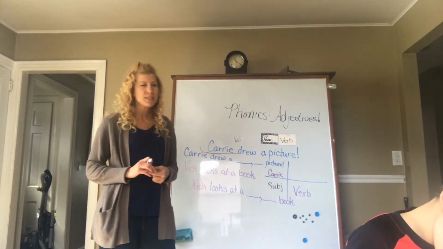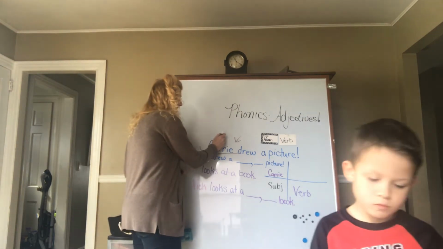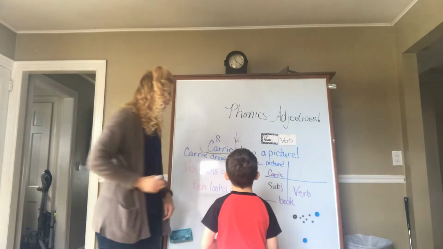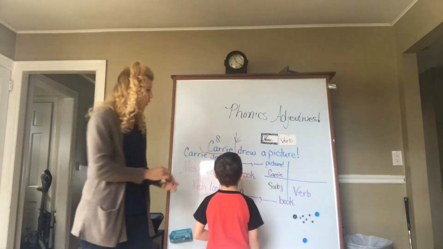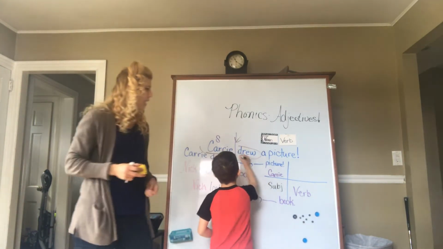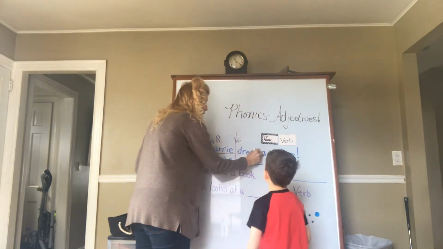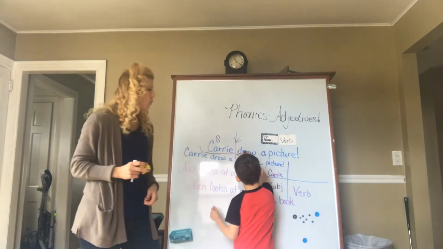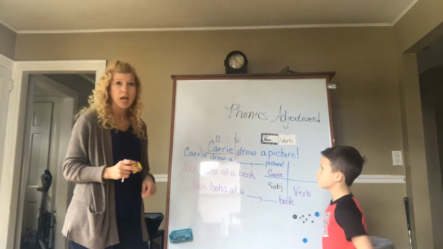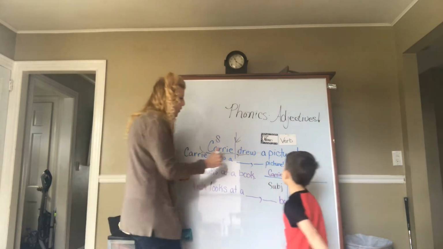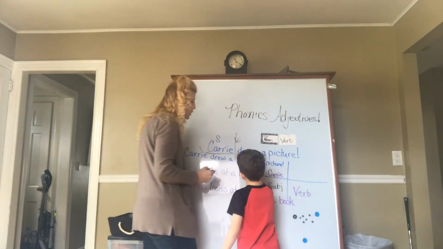Now I need to find my verb. So I ask myself, what did Carrie do? What did Carrie do, Ben? What is something that shows action? I do not circle it. Remember, when we have our verb, what do we do to our verb? We underline it neatly. How many times? 2 times. Good job. 3 times? No, we underline it 2 times.